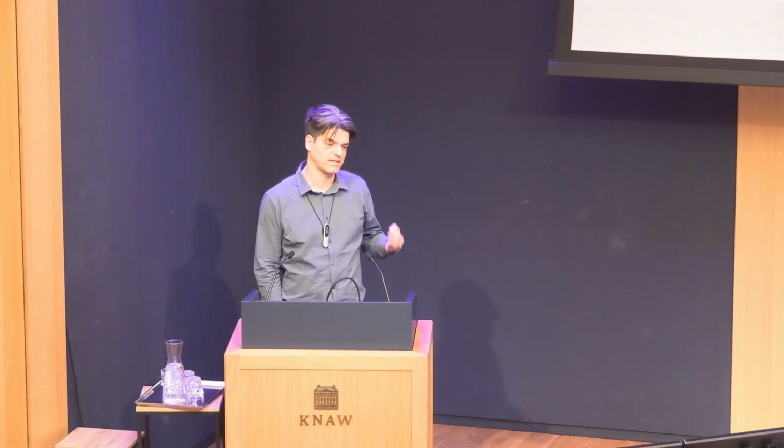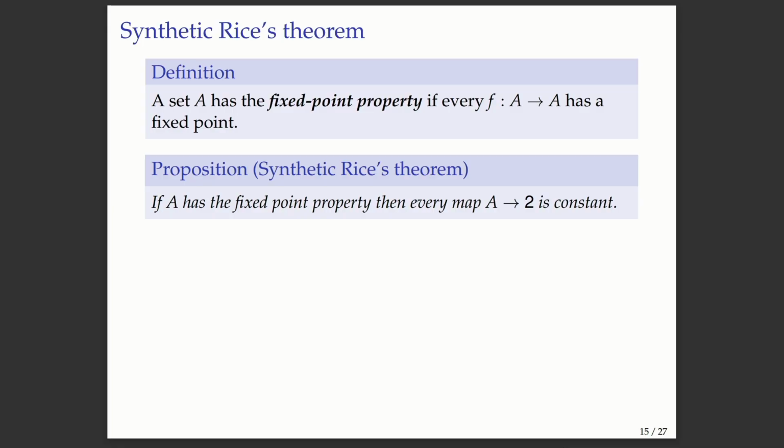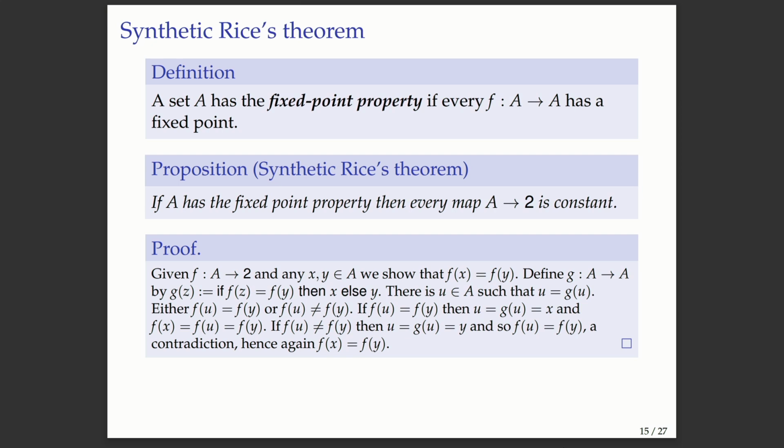So an object or a set A has the fixed point property if every endomap on the set has a fixed point. And the synthetic Rice's theorem says that if a set A has the fixed point property, then every map from A to the discrete set on two values, so 2 here is the set of values where each value is either 0 or 1, must be constant. I'm not going to drag you through the proof, but the complete proof of synthetic Rice's theorem fits on this slide.